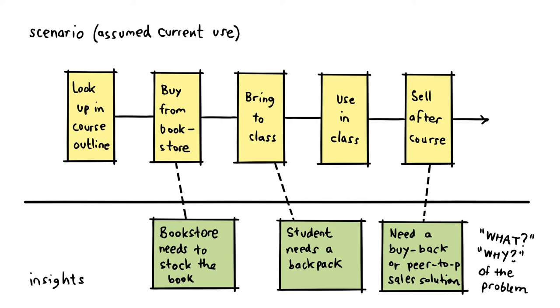So let's forget this solution we put on the table, this buyback. Let's not talk about solutions. Let's talk about the problem. Well, she sells it after the course because she wants to sell it. It's fairly obvious, but let's peel another layer off that and ask why again. Well, she wants to sell the book because perhaps she wants or needs the money.